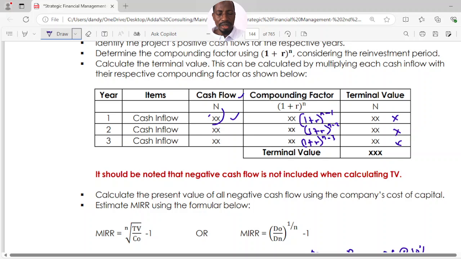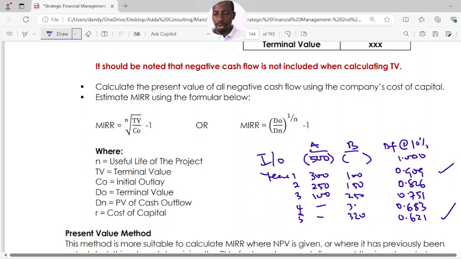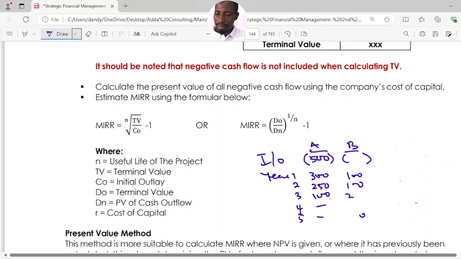Then the next step is to calculate the modified internal rate of return. To get the modified internal rate of return, you can either use this formula. This is the example I used for the last class. Okay, let me remove it.